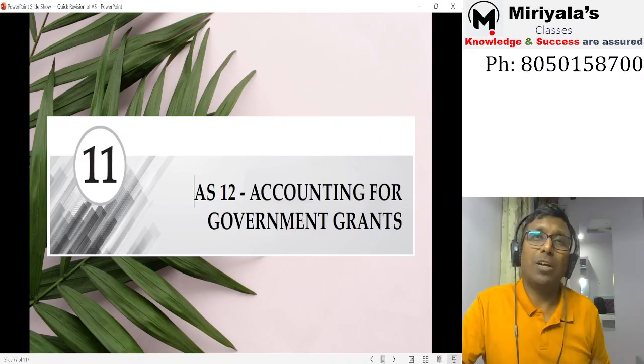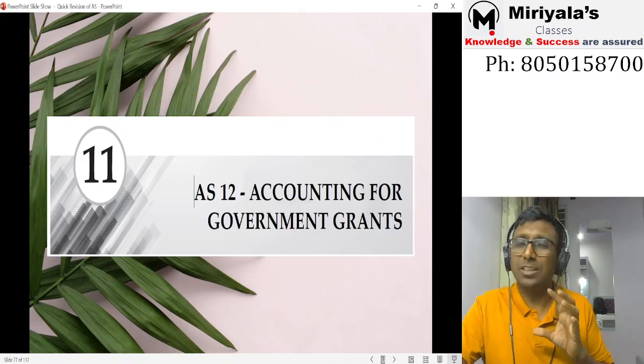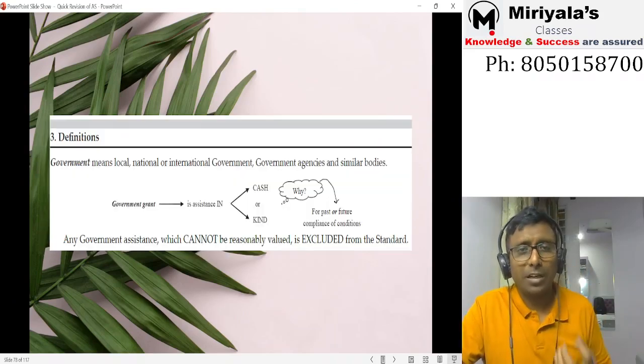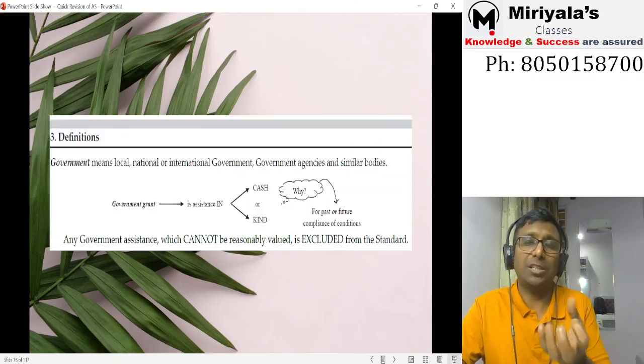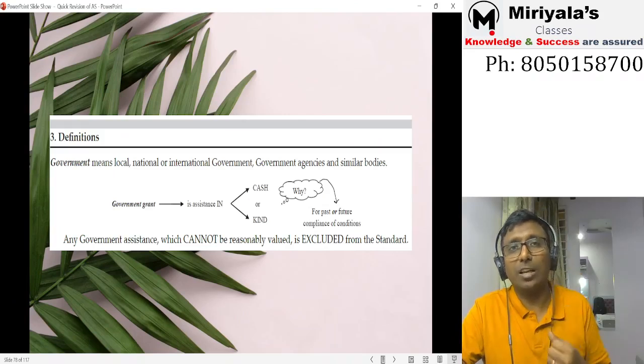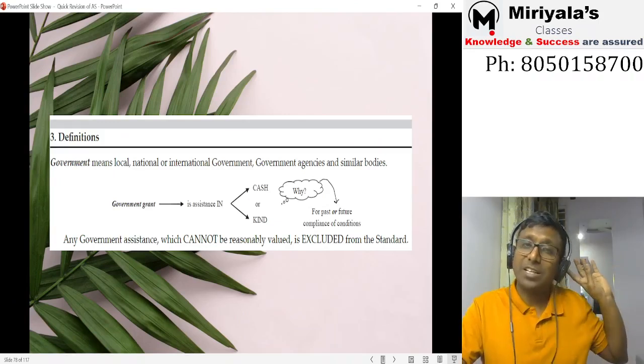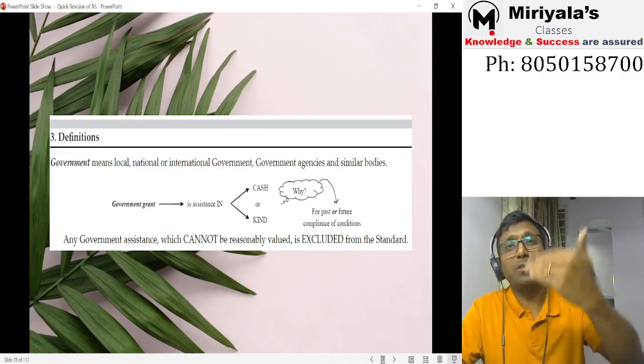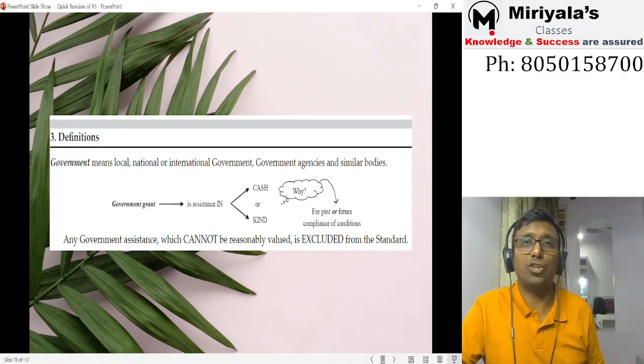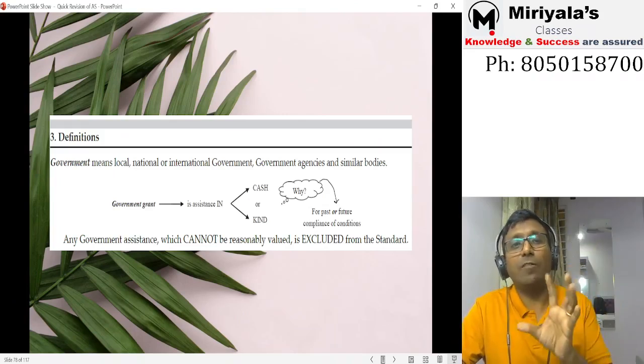Okay, accounting for government grants, which is a very small topic. What do you mean by government grant? Government grant means government assistance. That is government help basically. How do they help? By way of cash or by way of kind. Why do they do it? Because I have complied with the past conditions they have kept, or I promise that I will satisfy the future conditions. That kind of grant is a government grant.